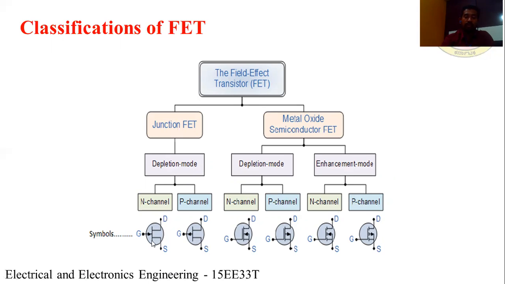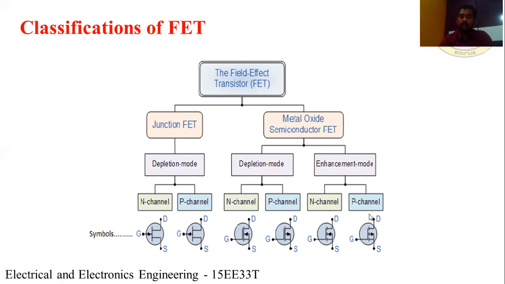These are the symbols of FETs. This is the symbol for N-channel FETs having gate, drain, source terminals. This one is the P-channel FET having drain, gate, and source terminals. In metal oxide semiconductor FET, the N-channel symbol is this one. This is also having drain, gate, and source terminals. For P-channel FETs, also drain, gate, and source terminals. Similarly, in enhancement mode, the N-channel MOSFET has drain, gate, and source terminals, and P-channel FETs also have drain, gate, and source symbols.